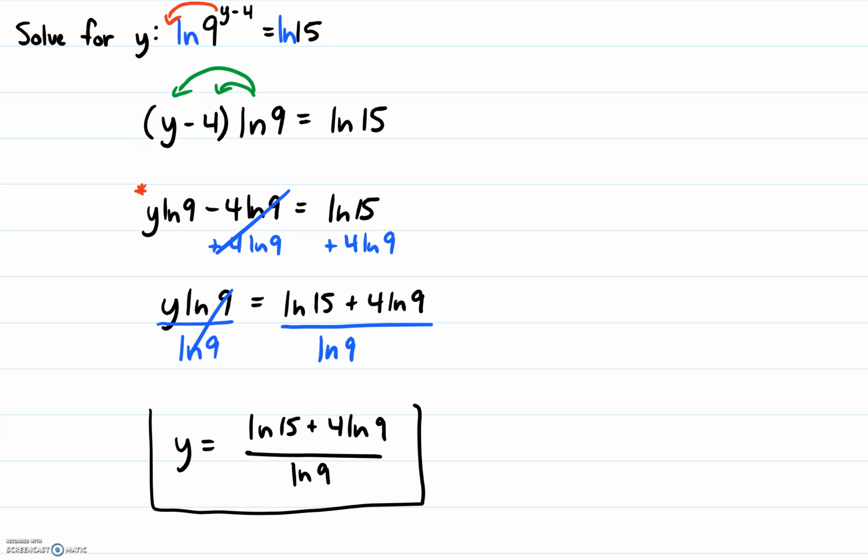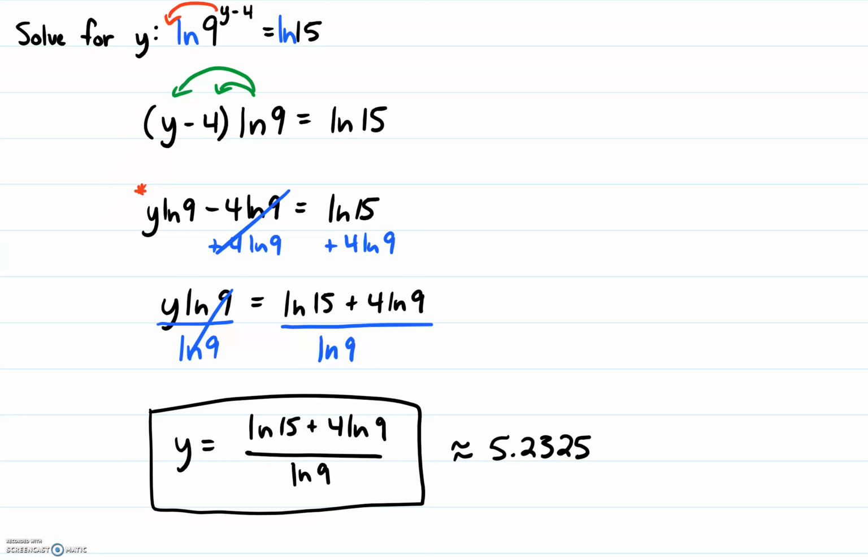Now the answer is not really pretty, but if you wanted to or needed to get a decimal approximation, you could just put all that into your calculator. You'd want to be really careful doing it. Be sure that you put parentheses around the whole numerator, the natural log 15 plus 4 ln 9, and then divide it by the natural log of 9 if you want to throw it all in your calculator at once. Just to give you an idea, rounded to 4 decimal places, this would be approximately 5.2325.